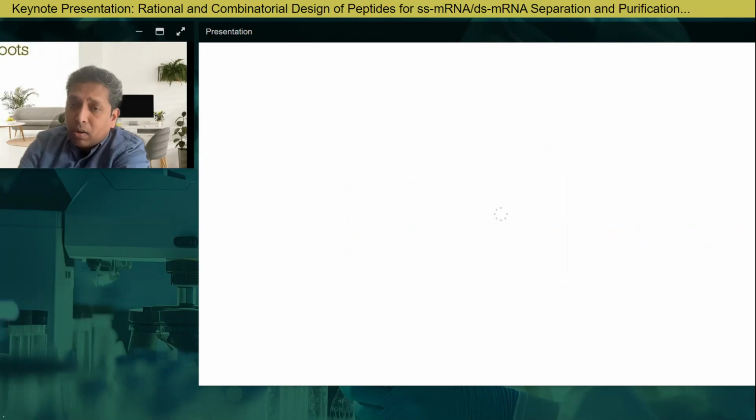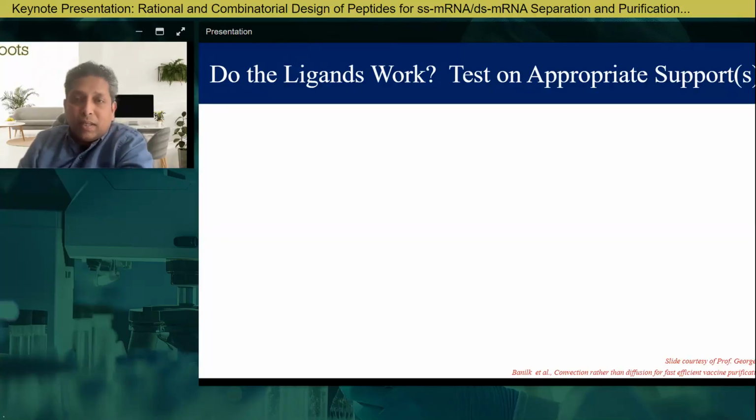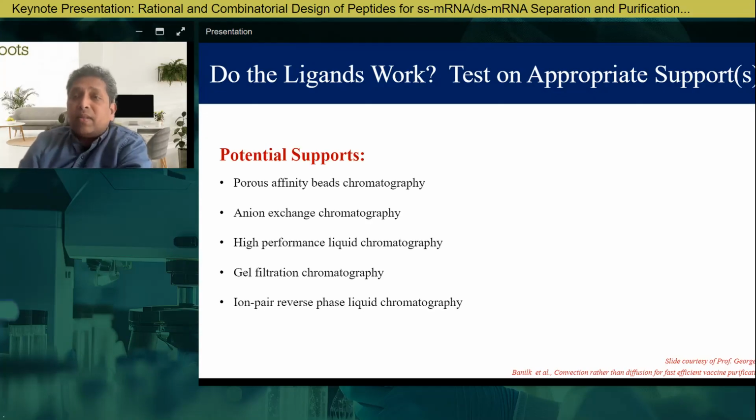All right, so then moving on, I motivated this work by saying that we do need a good downstream purification separation process, and we're looking at ligands that can be employed in those processes. So obviously we have to check whether these ligands work. Everything I showed you was in the context of phage or microarray, and that's not process relevant. What is process relevant is to put these ligands on appropriate supports and test if they actually perform well in process relevant conditions. And when we start thinking about supports, you have several options.